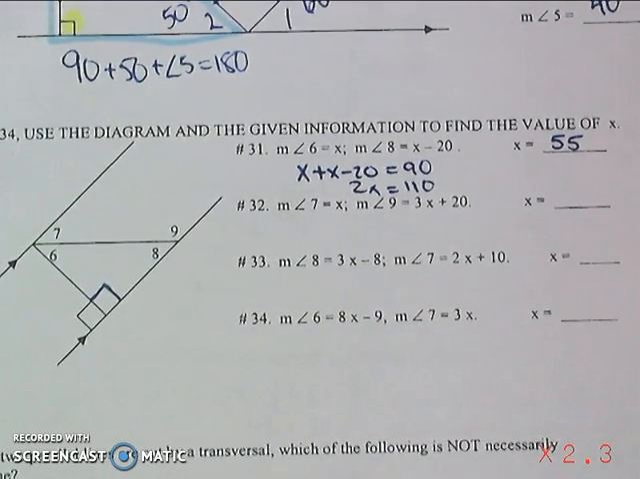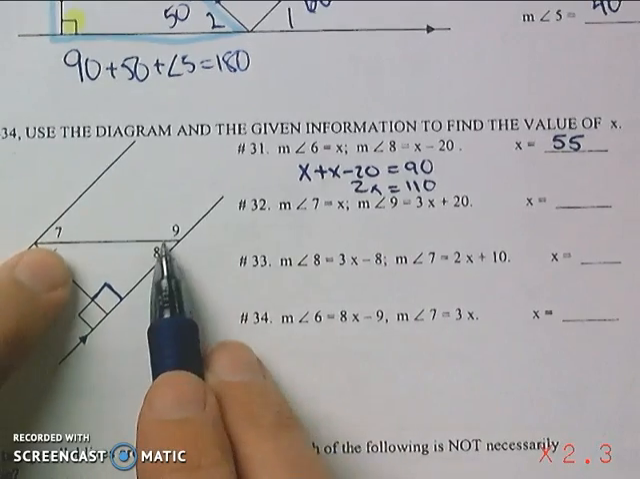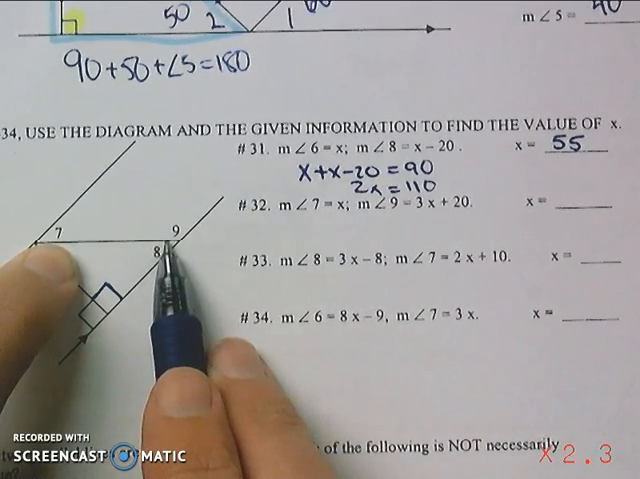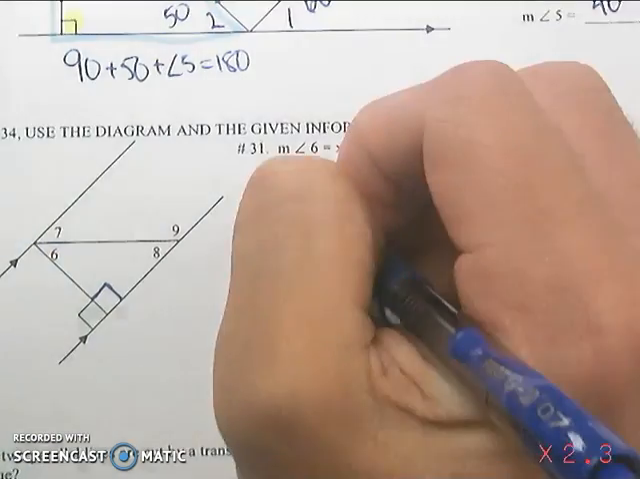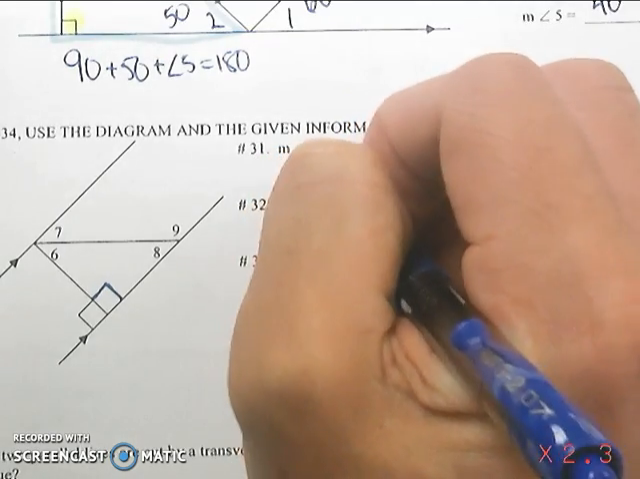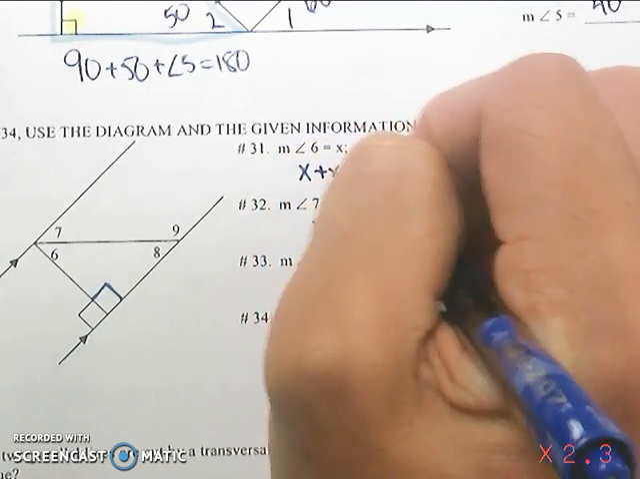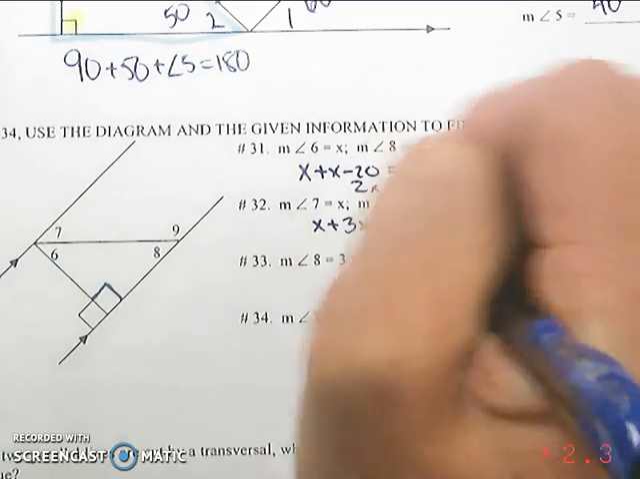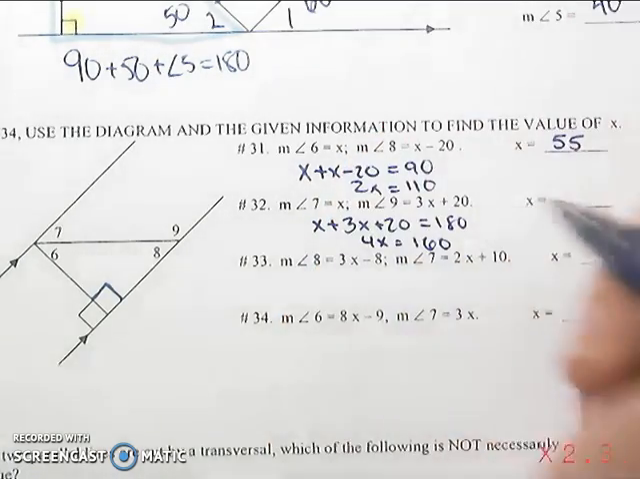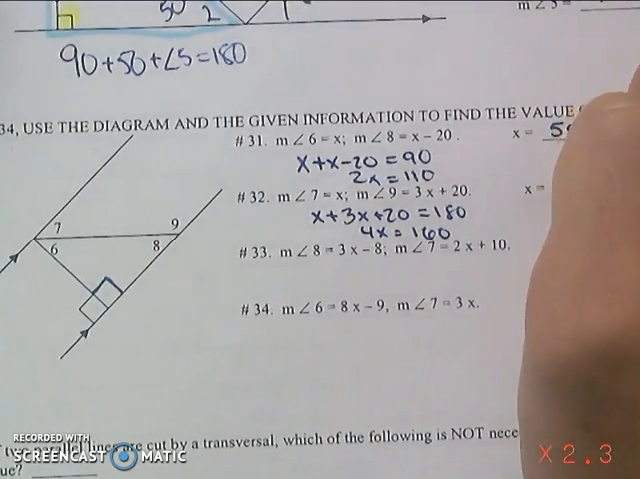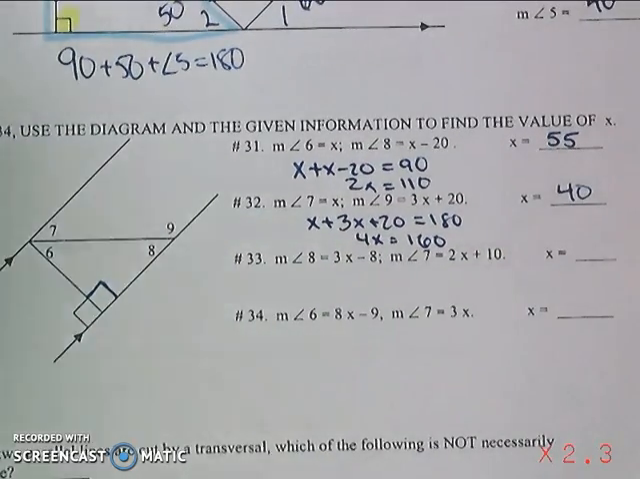Again, have to identify all the parts. 7 and 9, these are same side interiors. So we know 7 and 9 should add up to 180. So we get x plus 3x plus 20 equals 180. Subtract that 20 over, I get 160 equals 4x. 4x goes into that, I believe, 40 times.